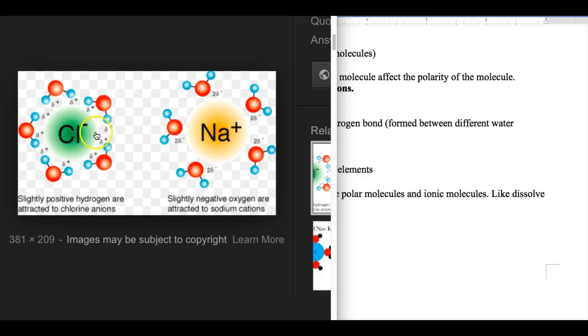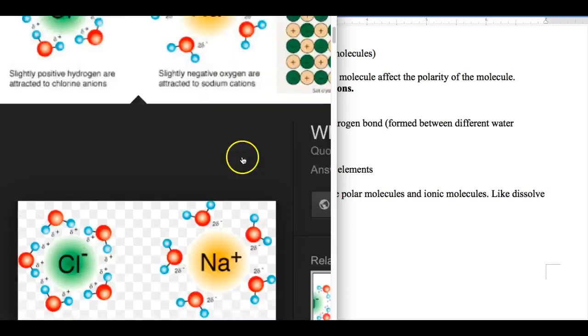In order for Na and Cl to be pulled apart, water is able to do this. So water would have the negatively charged, or partially negatively charged, oxygen facing toward the positively charged Na and pull it apart. And the positively charged hydrogen will be facing toward the negatively charged chlorine and pull those away as well.